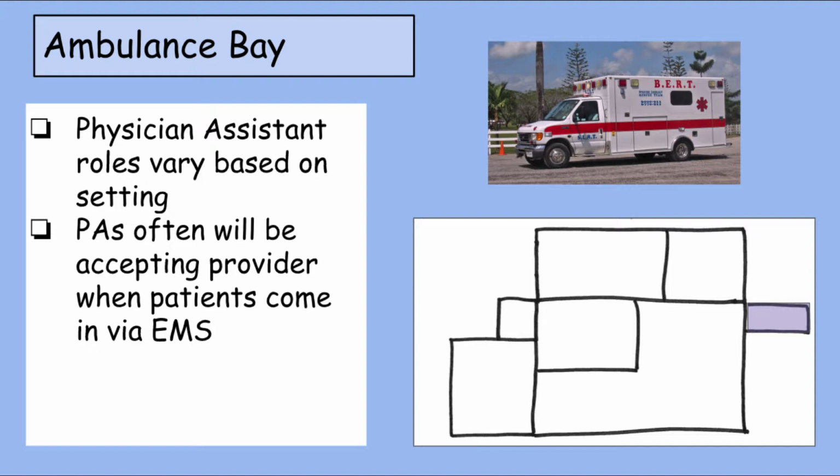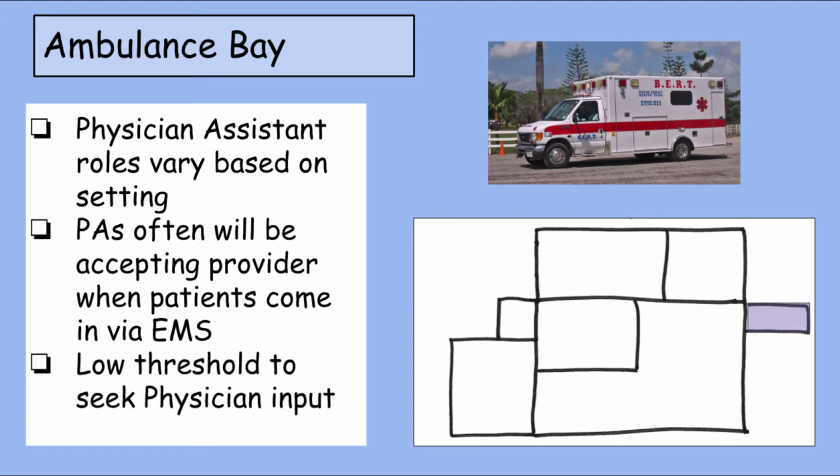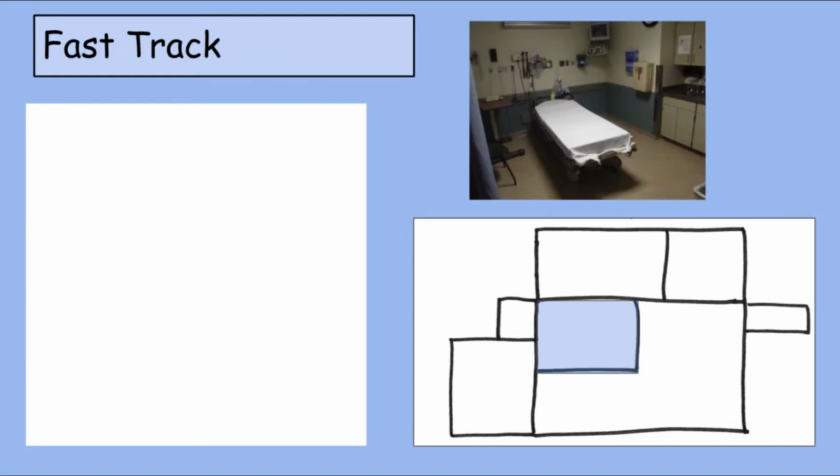The emergency room that I worked at did, and you could get lower acuity patients, maybe somebody with a fall or something, and they would allow the PAs to do ambulance work. Other facilities maybe not. So if you want to work in an emergency room and you want that high acuity stuff, you might have to ask them about that as part of your interview process. And of course, you're going to want to have a low threshold for seeking physician input with those higher acuity cases that are coming through the ambulance bay.